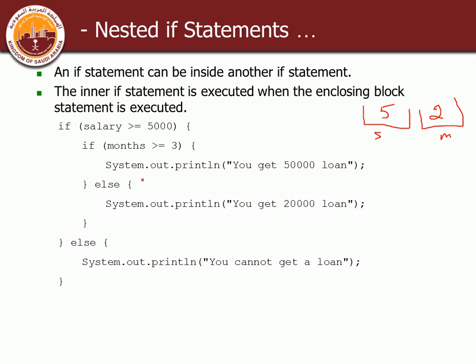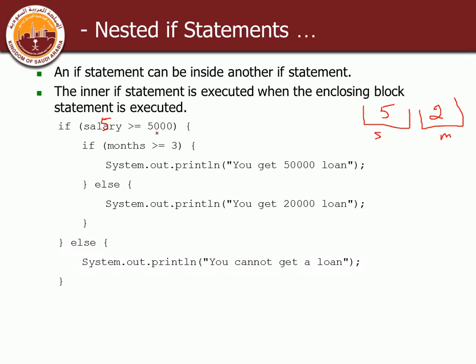Okay, how did you do it? You cannot get a loan because the salary is less than 5,000. So you ask the question, is salary, in this case we said 5, greater than or equal to 5,000? This means, is it greater or equal? If it's greater, it's going to be true. If it's equal, it's going to be true as well. But if it is not greater and not equal, like in this case, it is false.